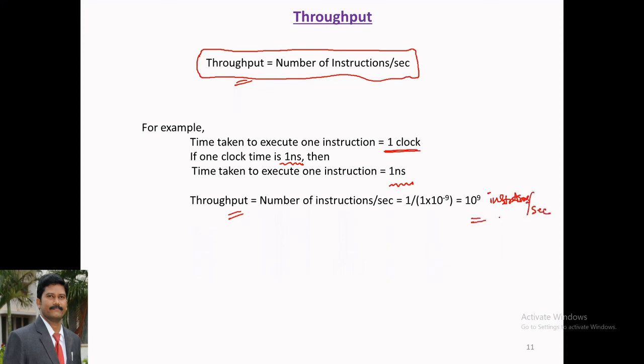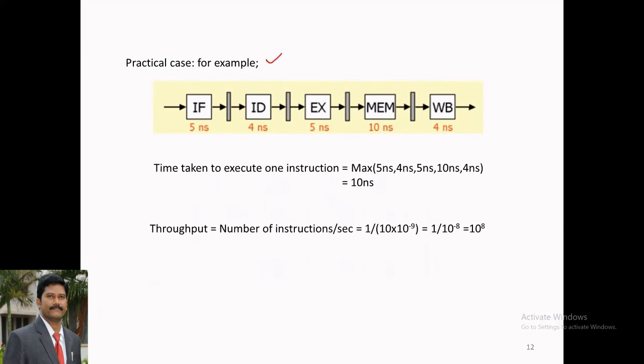This is the throughput. If you consider a practical case, for example, there are 5 stages: IF, ID, EX (execution stage), memory stage, and write back. Assume IF takes 5 nanoseconds, ID takes 4 nanoseconds, execution stage takes 5 nanoseconds, memory stage takes 10 nanoseconds, and WB stage takes 4 nanoseconds. Okay. Now here the time taken to execute one instruction will be the maximum of all these delays.